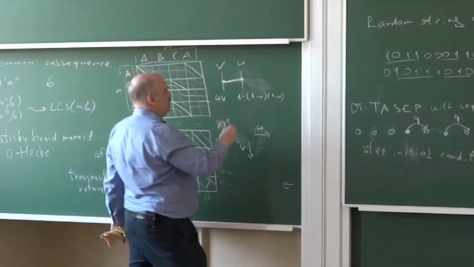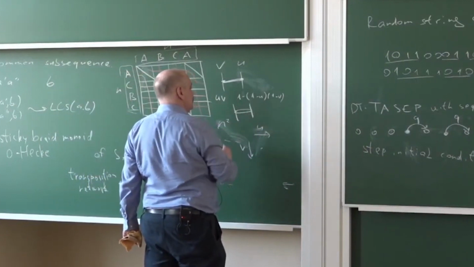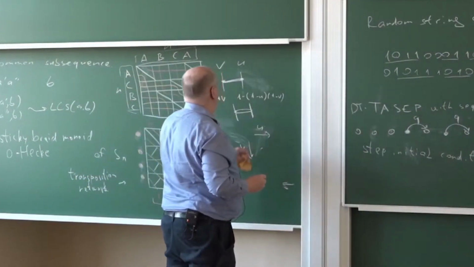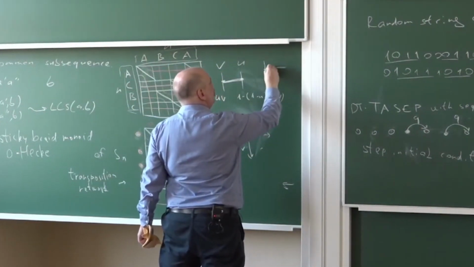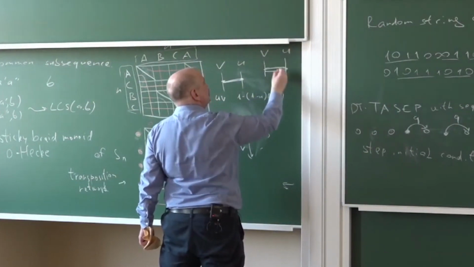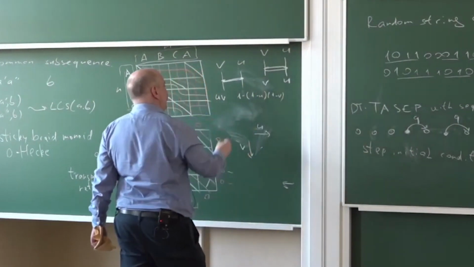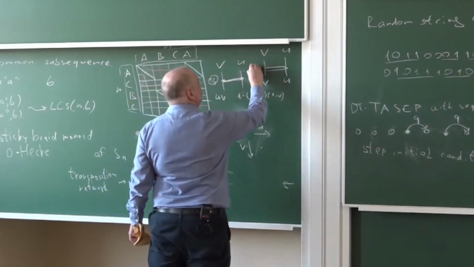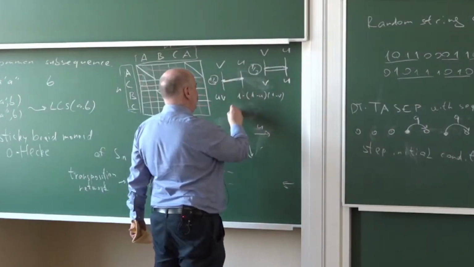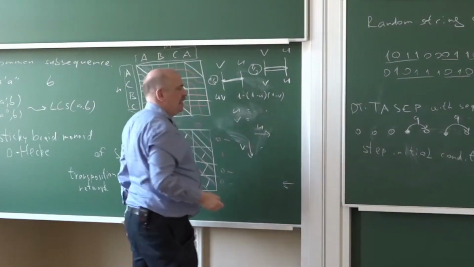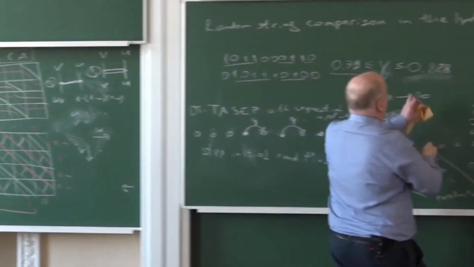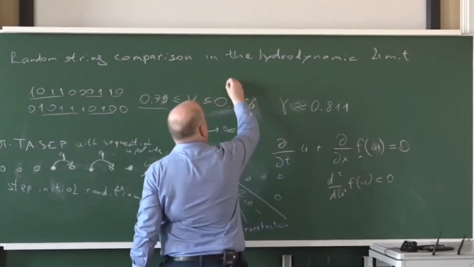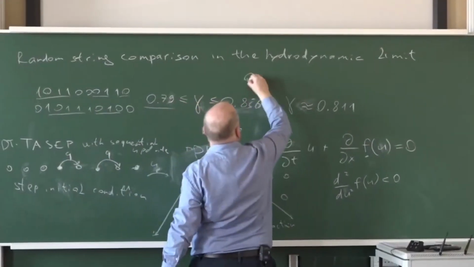And if there is no comparison, let's draw it this way, then this is u and this is v, and this is still u and this is still v, and this happens with probability half, and this happens with probability half, and from this system of equations you get u and v, and you get this number eventually.